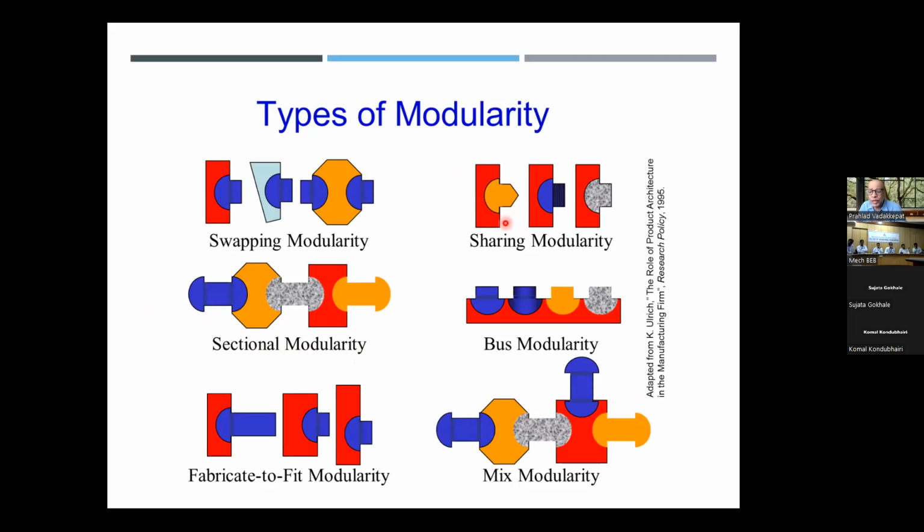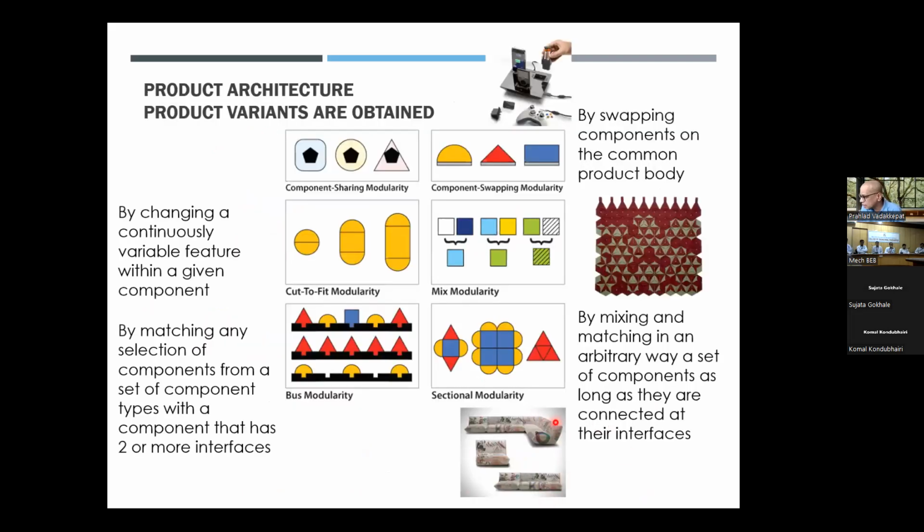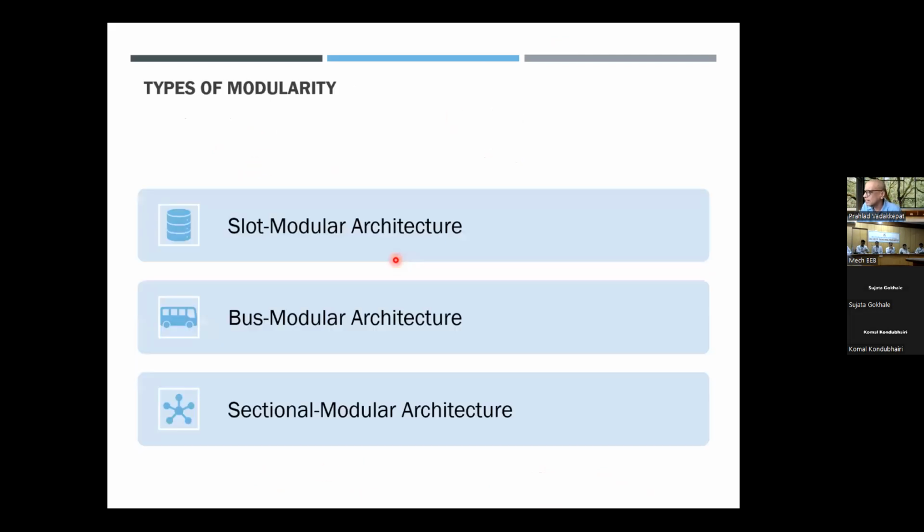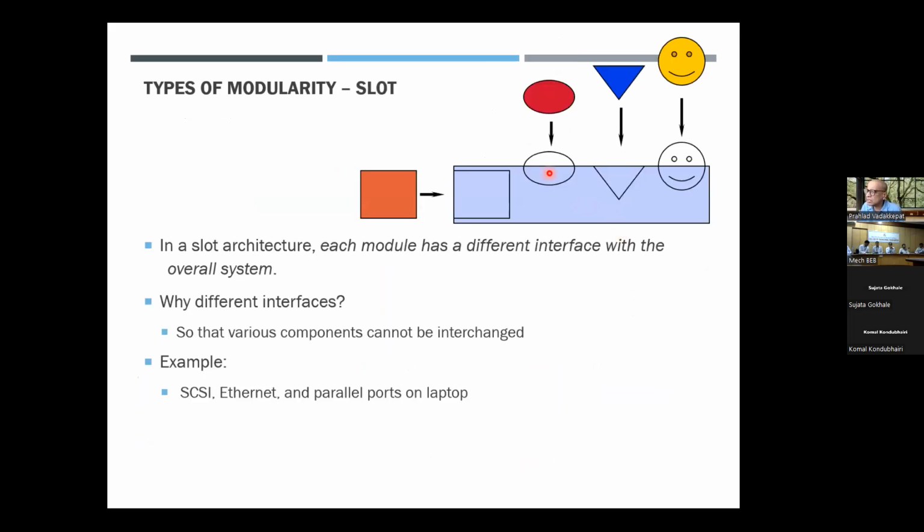The types of modularity you can see everywhere. So I created a couple of slides here to show: swapping, sectional, fabricate to fit, sharing, bus, mix. Even the sofas at home, you have those, or certain designs you have. And traditionally we have quite a lot of things in there. Slot, bus, and sectional are the three. So this is slot. You slot in. Traditional computers had that: SCSI, Ethernet, parallel ports, all different.